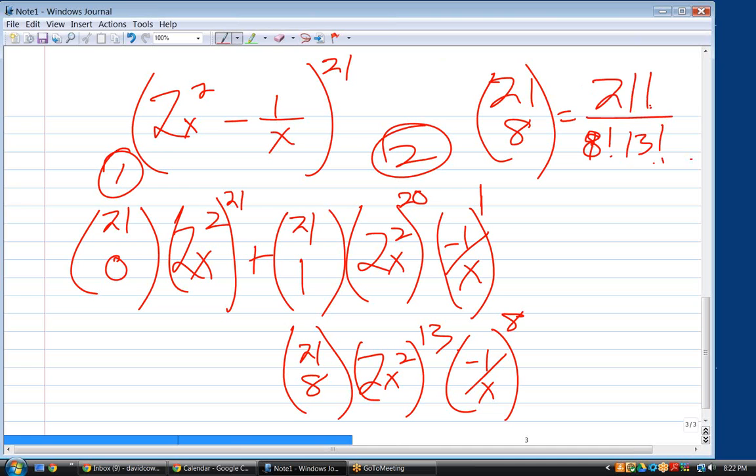Wait, and then is r just the term number? Is that why it's 8? No, r is 1 less than the term number. We're looking for the ninth term, so r is 8. Remember, our first term, r was 0. Our second term, r was 1. So our ninth term, r is going to be 8. Okay.